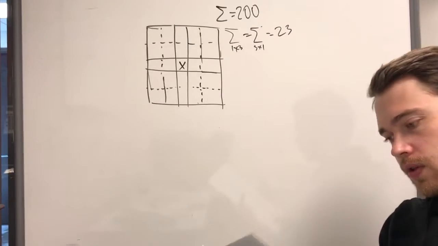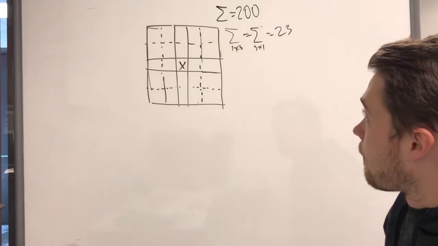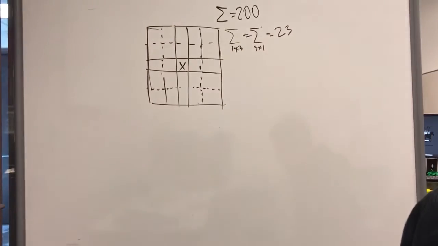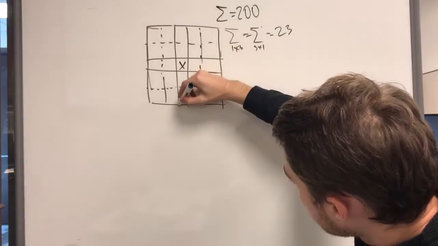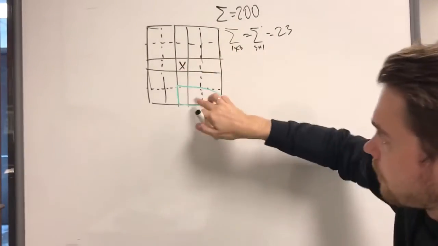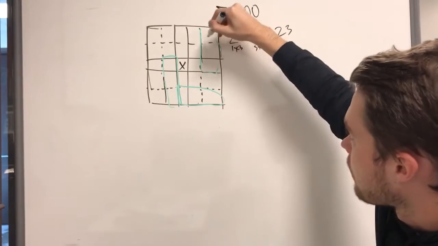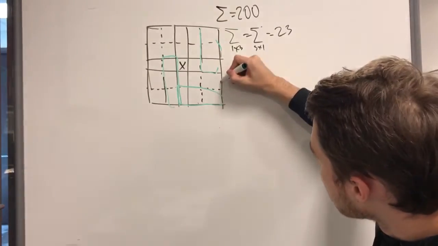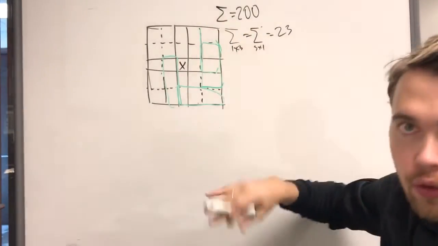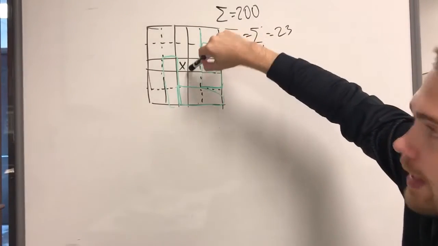One more time. The sum of numbers in this rectangle will be 23. In this one it will be 23. In this one will be 23. In all of them it will be 23. Also in this one it will be 23. And the task is to find out which number is located in the center.